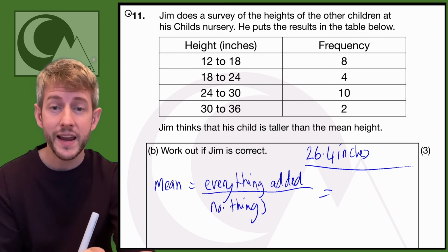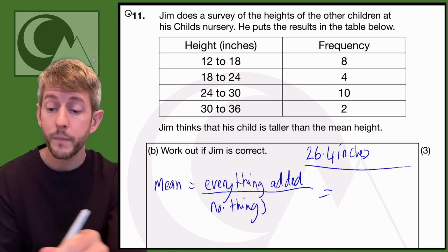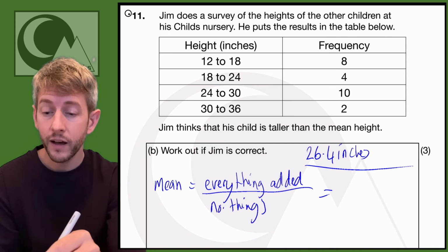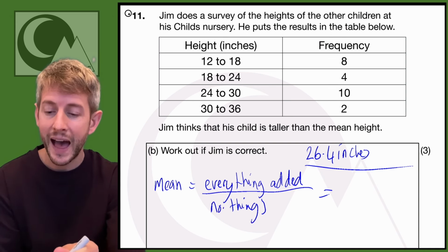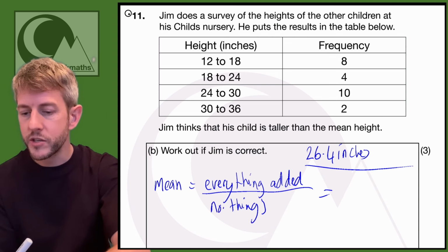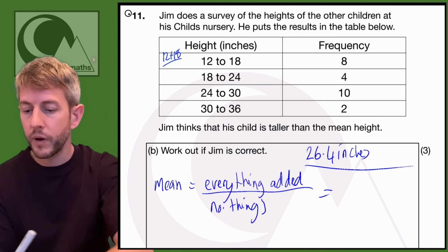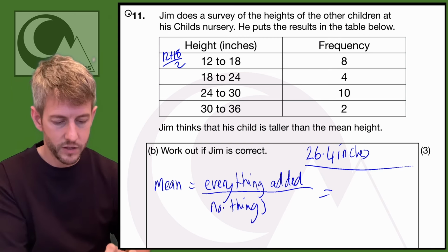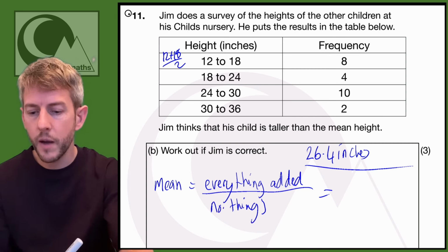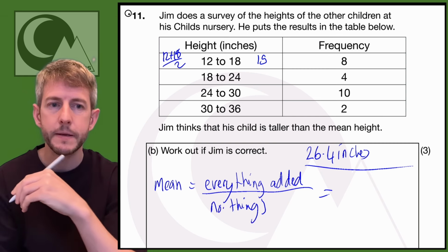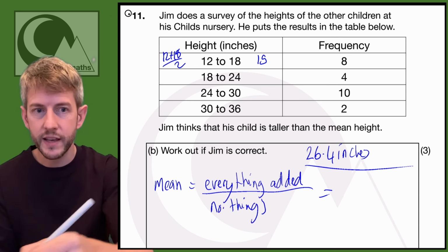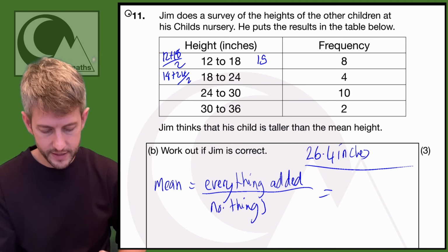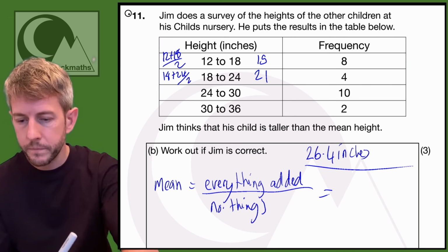So we know that there's 8 children that are between 12 to 18 inches. The way that we estimate what height they are is by finding the average of these two numbers. So I'm just going to do 12 add 18 divided by 2, and that's going to be my estimate for the heights of these people. So 12 add 18. Okay, so I'm going to estimate that these kids are 15 inches. I'm going to do that for all of these here. So here I'm going to do 18 add 24 divided by 2. So 18 add 24, so this is 21. And then I'm going to do the same again.